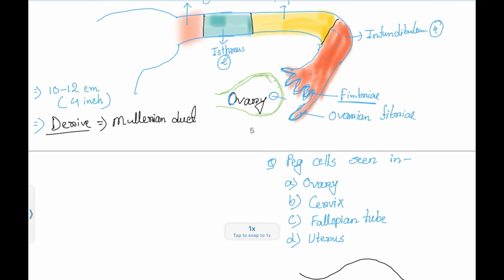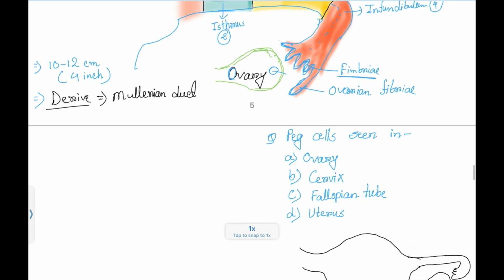Now there is another concept. I have already written these questions. Peg cells are seen in. So what are these peg cells?